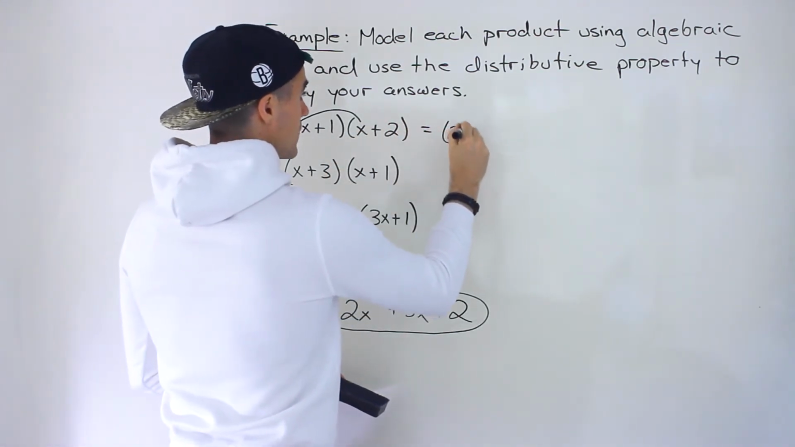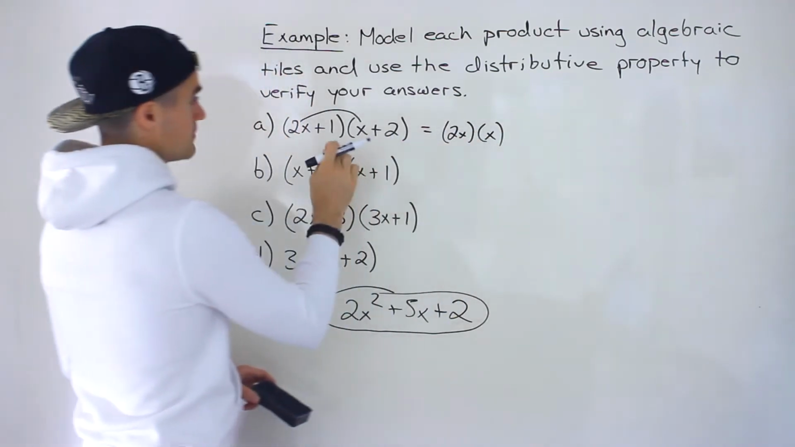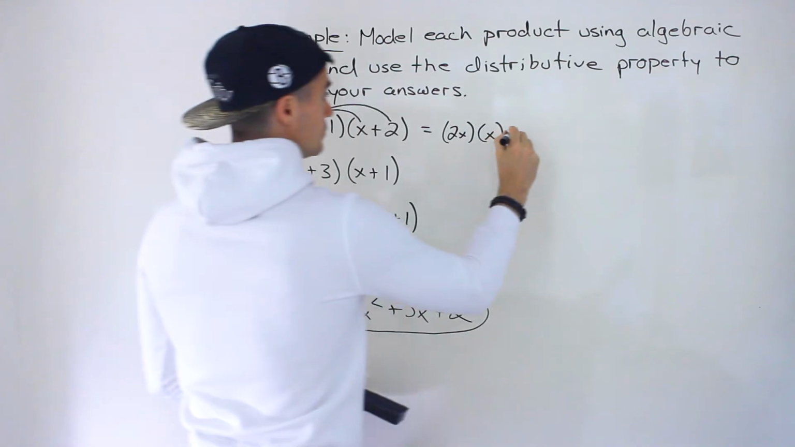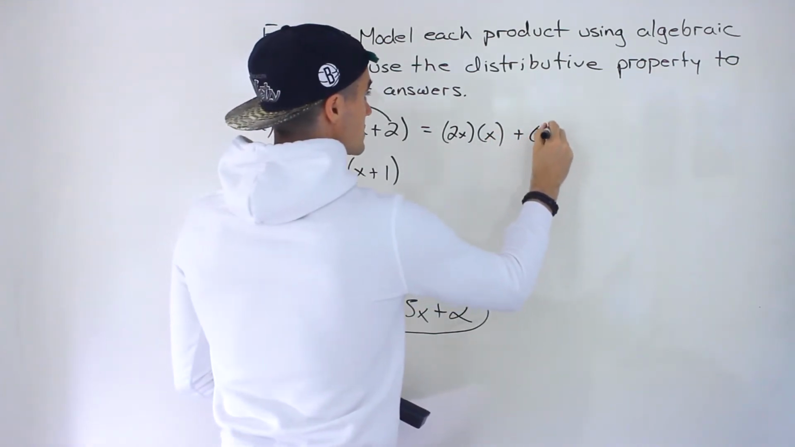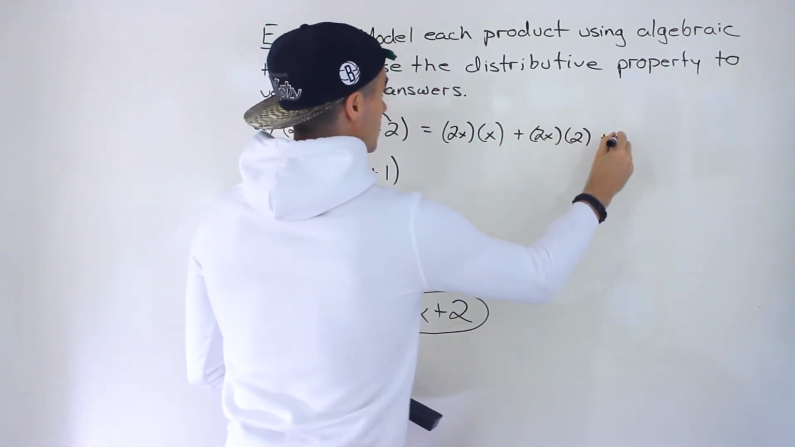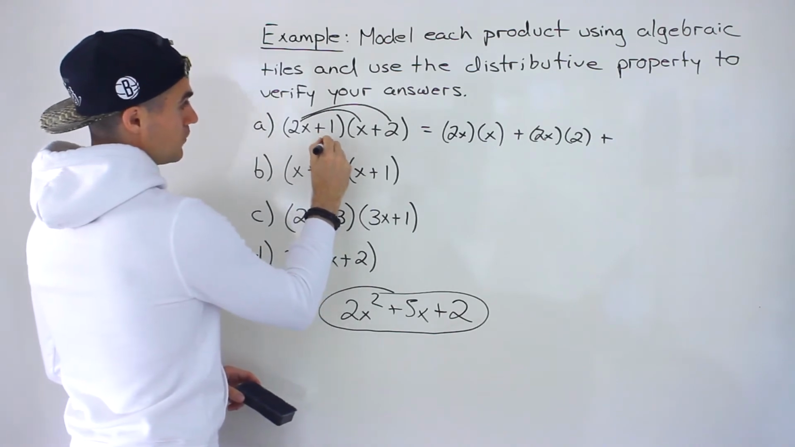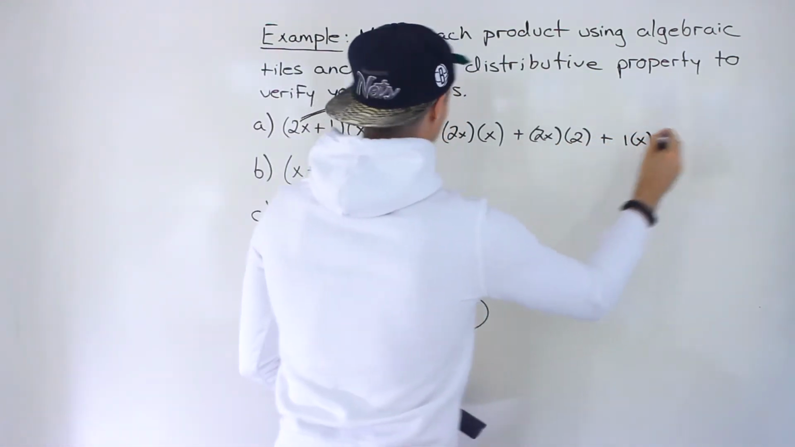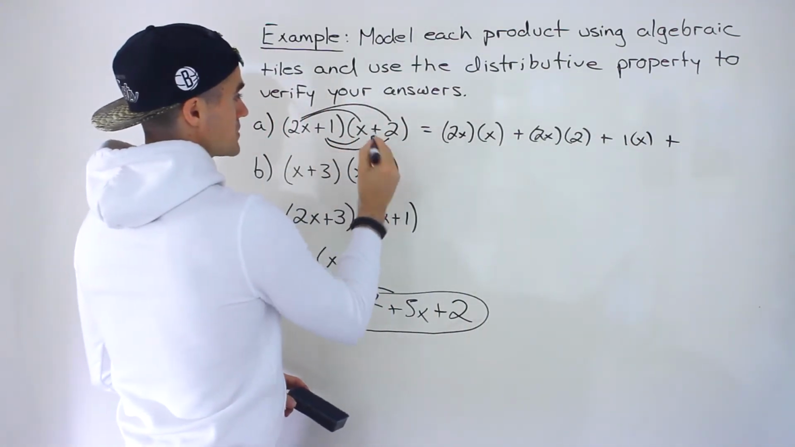So we'll have 2x times x. Then we could take the 2x, we can multiply it by the 2. So you'll have 2x times 2. Plus over here, this 1 will multiply by the x. So we'll have 1 times x. Plus we'll have the 1 times the 2.